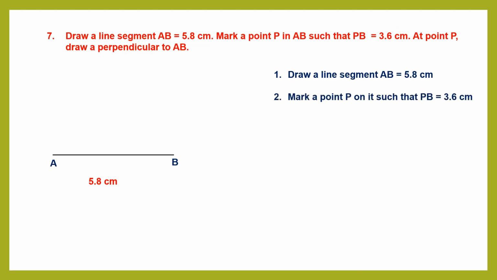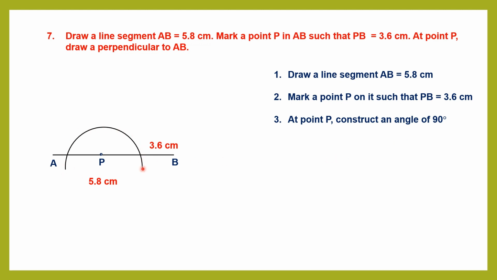So let's do that. Mark a point P in such a way that this is 3.6 centimeters. So this is the point P and this is 3.6 centimeters from B. PB is 3.6 centimeters. Then at point P, draw a perpendicular to AB. That means we have to construct an angle of 90 degrees. Remember, perpendicular lines are straight lines that make an angle of 90 degrees with the other straight line. So at point P, construct an angle of 90 degrees.